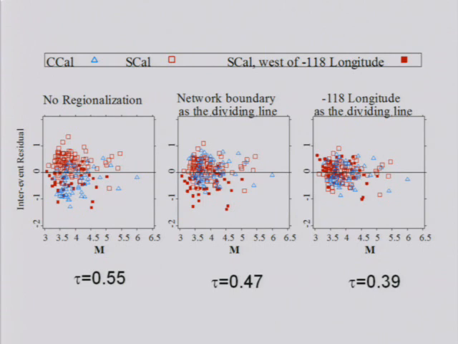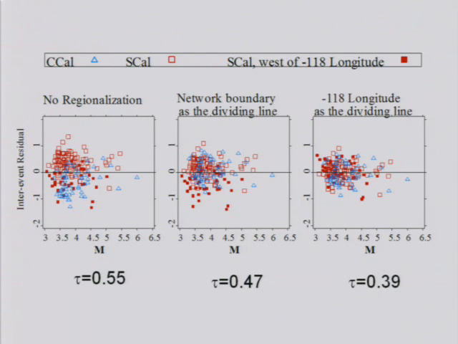Based on this plot, we went ahead and did another model. In that model, we used the network boundary between the Northern and Southern California networks as the dividing line, and we allowed the attenuation model to have different magnitude scaling for Northern and Southern California. The inter-event residual calculated from that model is shown in the middle. As you can see, compared to the one on the left, the blue triangles now move up and the red squares move down a little bit. The two sets have become much more consistent.